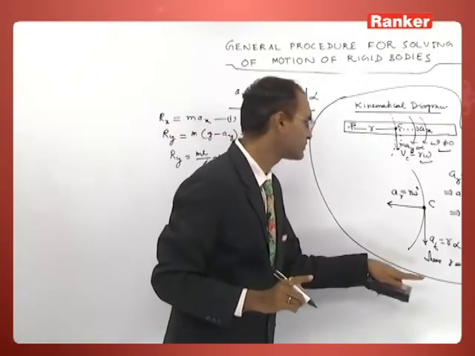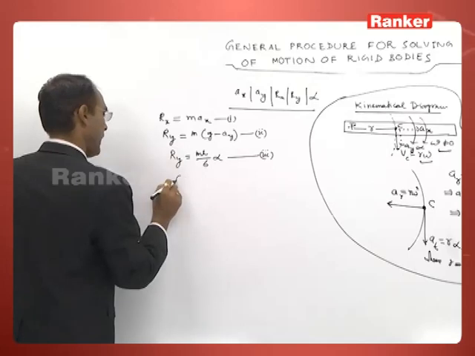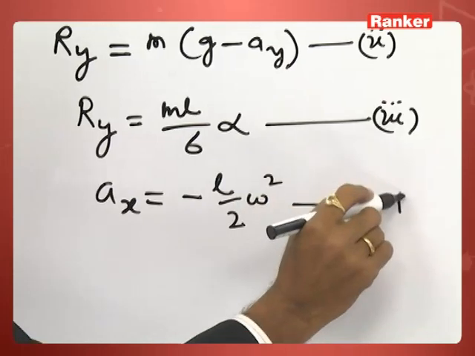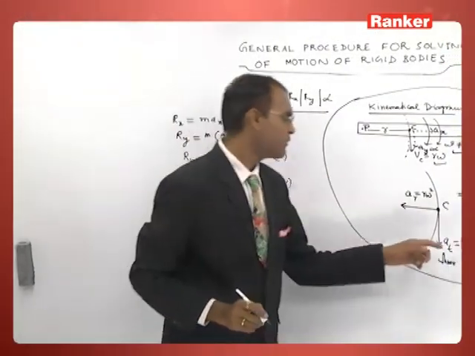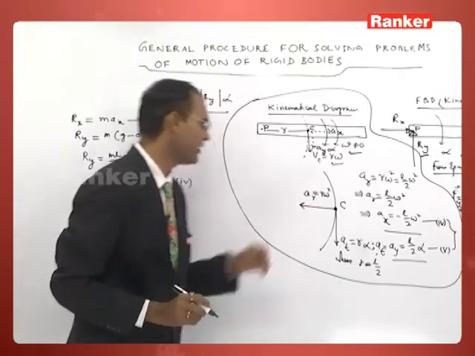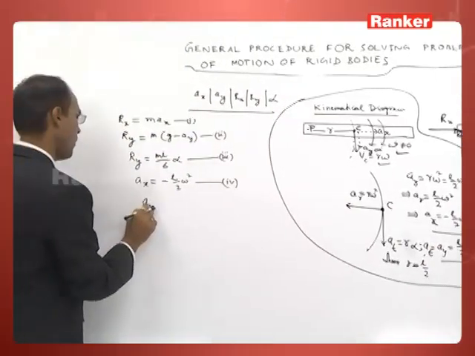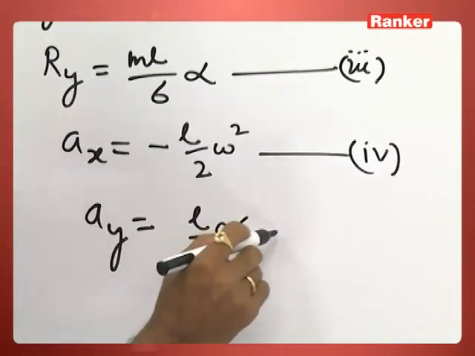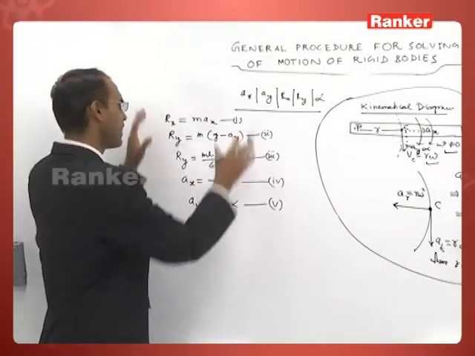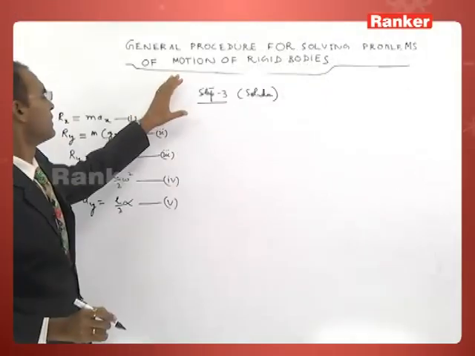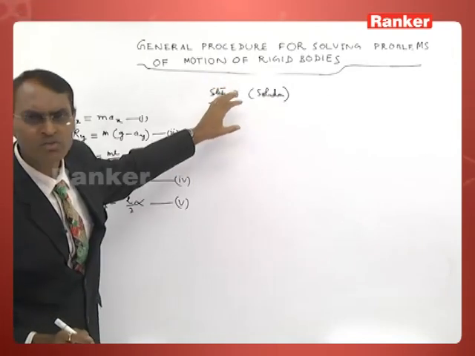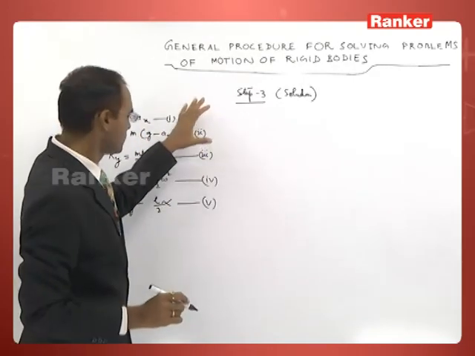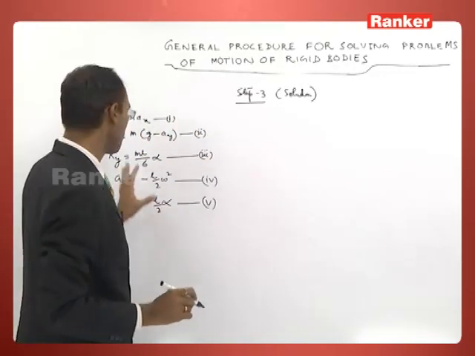Equation number 4, ax is equal to minus L by 2 into omega square. Equation number 5, ay is equal to L by 2 into alpha. Let us solve all these equations. Step 3, we need to solve all these equations. So our physics is over, just we have to apply our mathematical brain to solve all these equations.